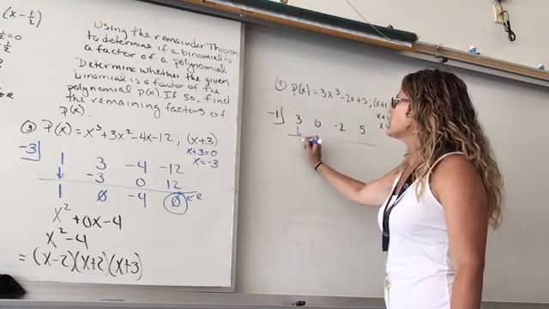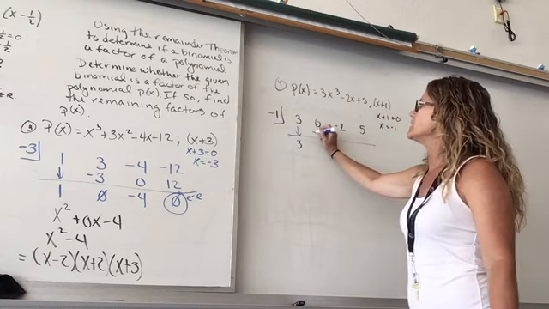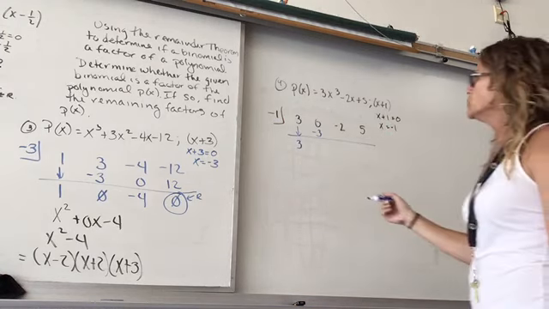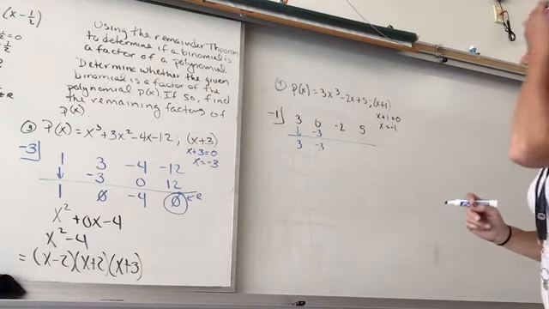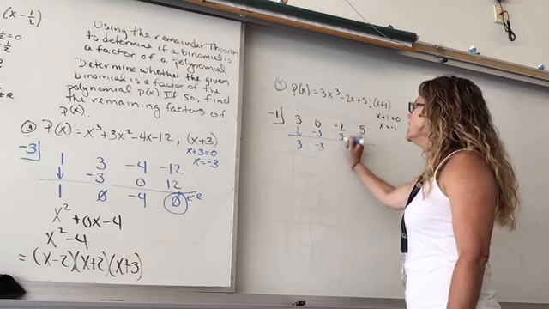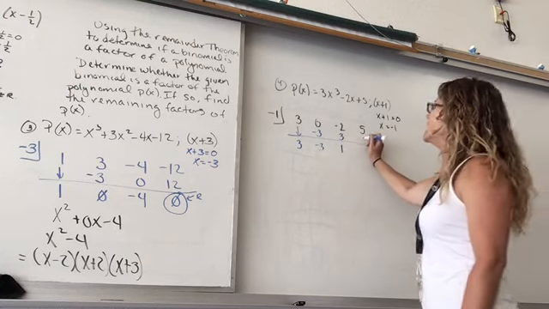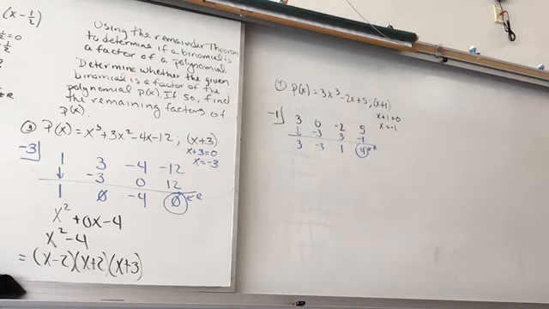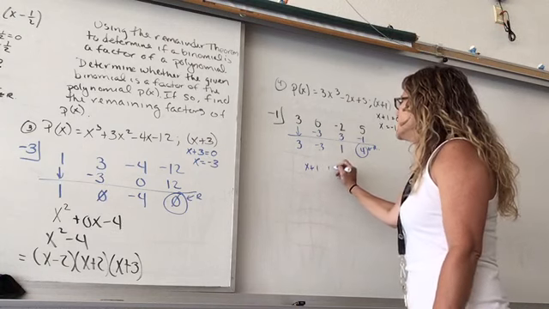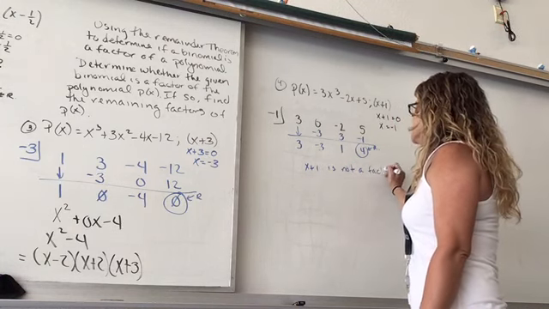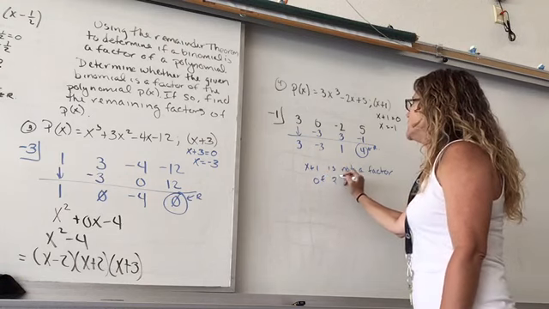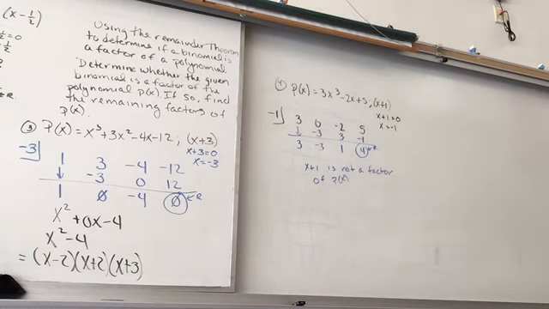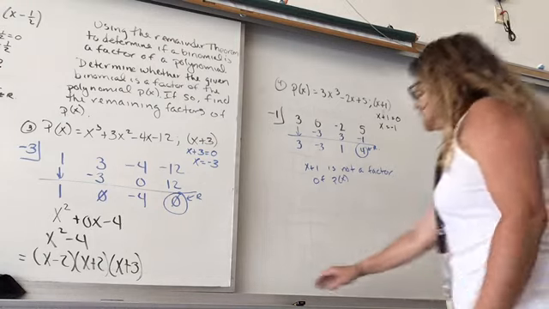Negative 1 times 3, or excuse me, that comes down. So negative 1 times 3 is a negative 3. 0 plus negative 3 is negative 3. Negative 1 times negative 3 is a positive 3. And I get a 1. Negative 1 times 1 is negative 1. And I get a remainder of 4. So this tells me x plus 1 is not a factor of p of x, my function. And since it's not a factor, I can't continue to factor it. But that's so much easier than trying to play that guess and check and do grouping and all that other fun stuff. Take good notes.